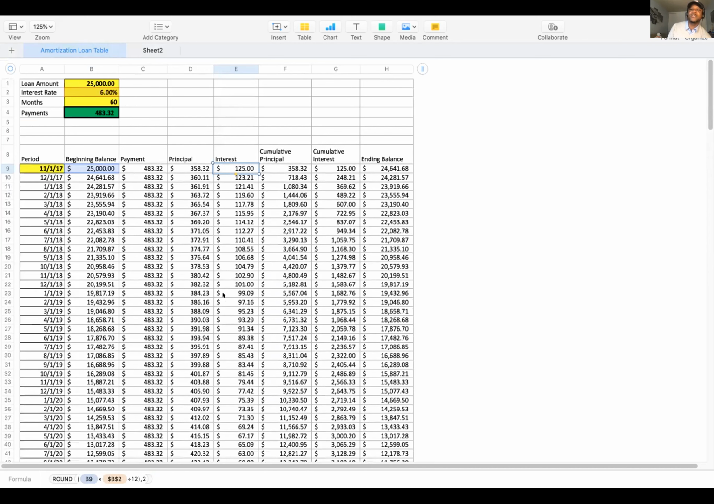Any questions on that? We're going to get back to accounting. But any questions on this amortization schedule and how you can use it, like for real?